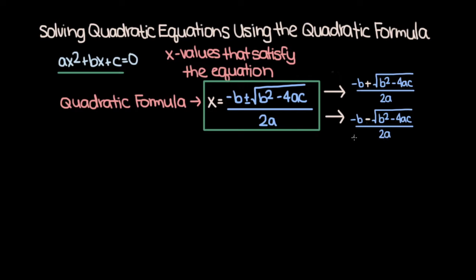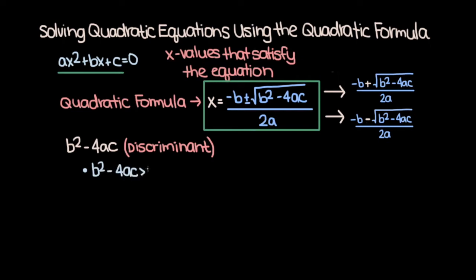Now, it seems as though the quadratic formula will always produce two different solutions, one with the plus and one with the minus. But that's not always the case, and to explain this, let's consider the term inside the square root, the b squared minus 4ac. Now, this term is given a special name. It's called the discriminant, and it decides the number of distinct solutions we get as well as the type of solutions we get.